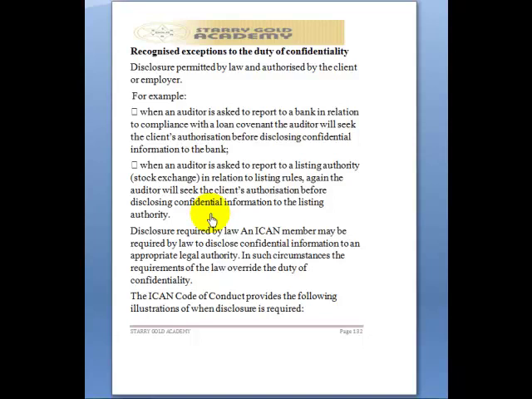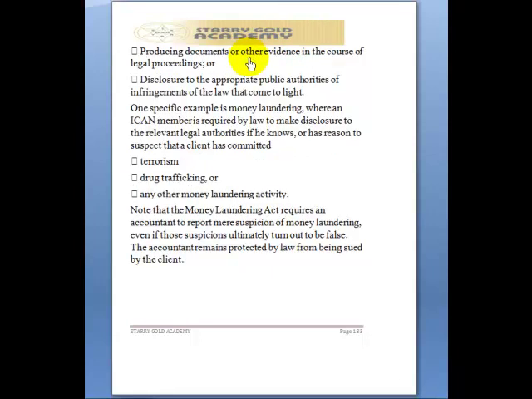Sometimes disclosure will be required by law. An ICAN member may be required by law to disclose confidential information to an appropriate legal authority. In such circumstances, the requirement of the law overrides the duty of confidentiality. For example, when you are required to produce documents in the course of legal proceedings, or to disclose to the appropriate public authorities infringements of the law that come to light. For example, money laundering, which we have talked about.